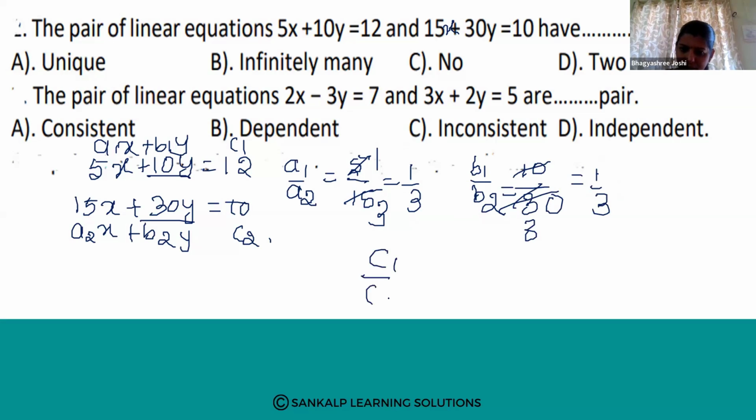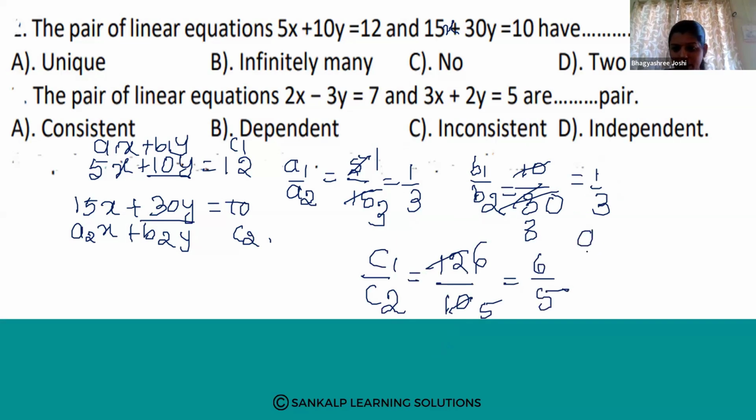Next, check with C1 divided by C2. What will you get? C1 value is 12, C2 value is 10 here, right? 2 sixes are 12, 2 fives are 10. That means you will get 6 divided by 5. So whether they are equal? No. A1 divided by A2 is equal to B1 divided by B2, but it is not equal to 6 divided by 5.